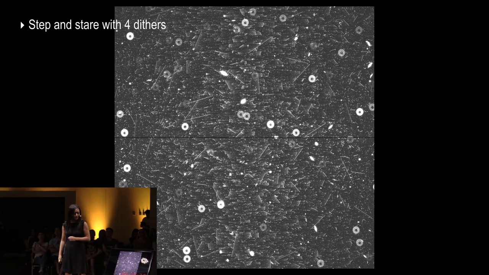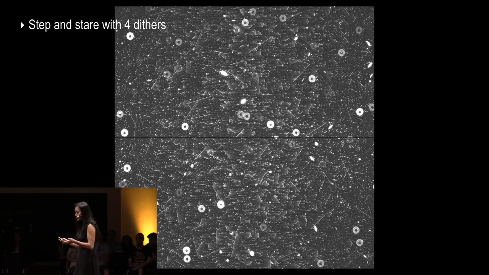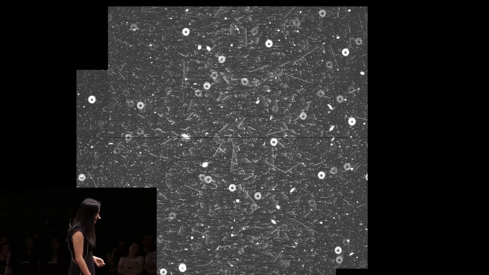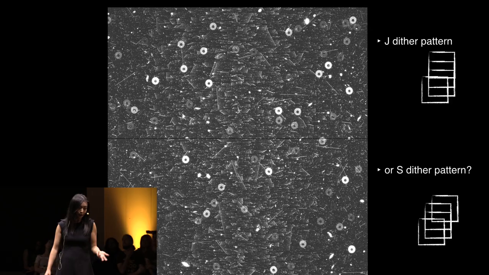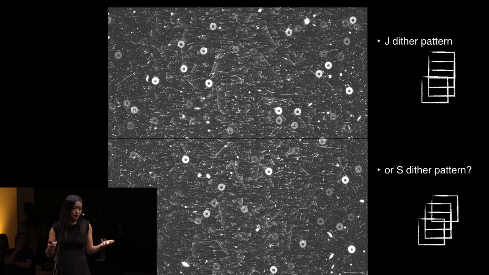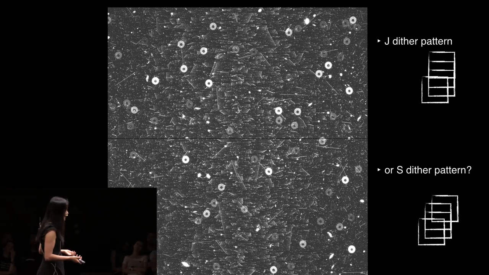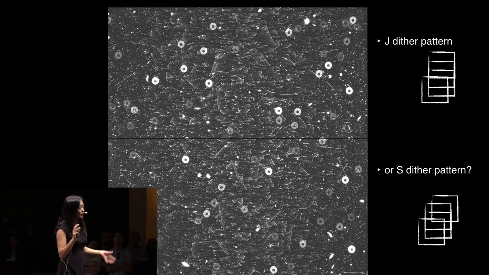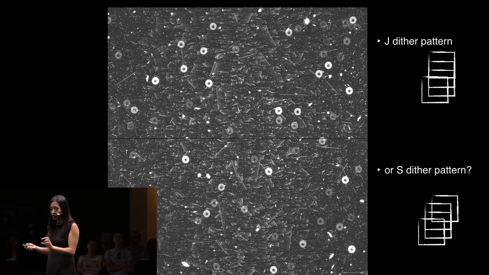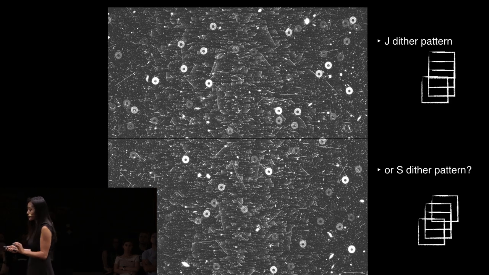So what we do is we do step and stare, four dithers. We move the telescope a little bit, and we observe. We move it a bit more and we observe, and then we move it a bit more and observe. We will do four dithers every hour with some sort of pattern. This hasn't been completely defined yet, but it enables us to correct for things like the PSF and making sure that we really do measure the shapes of the galaxies very, very accurately.